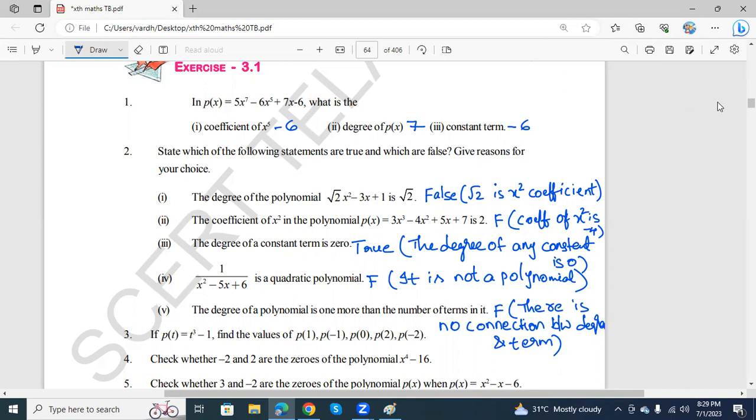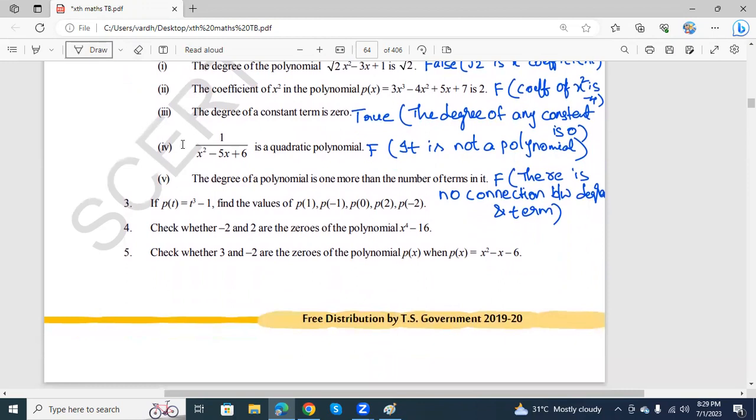Okay. Next, coming to the third question. If P of t is equal to t cube minus 1, find the values of P of 1, P of minus 1, P of 0, P of 2, P of minus 2. I already mentioned in the concept video the value of the polynomial. Whatever the variable value you are substituting, so that by simplification of that polynomial, we will get one value finally that will become the value of the polynomial.